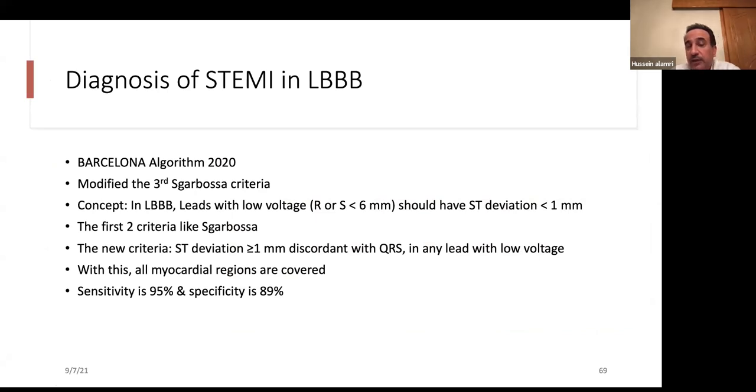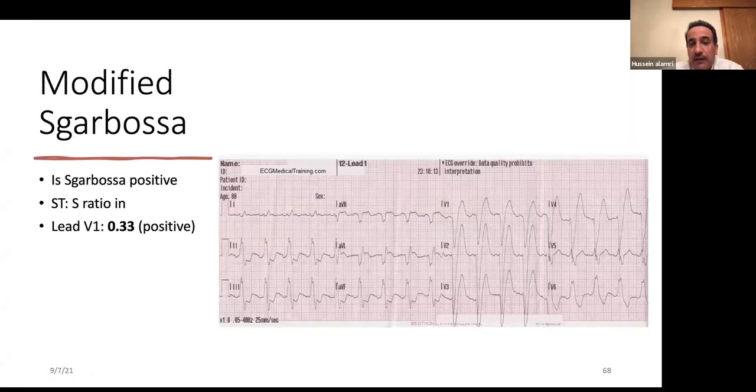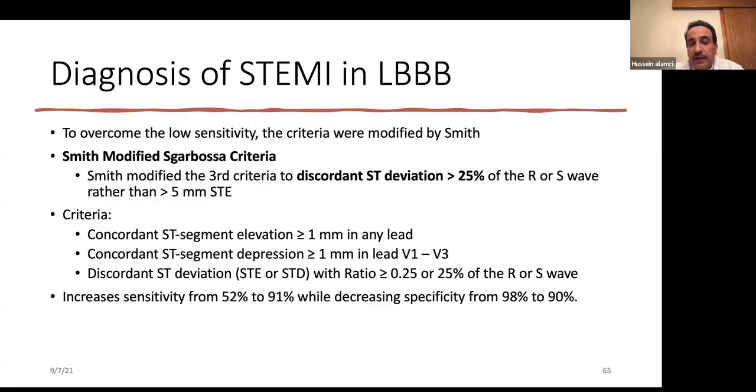A new algorithm now, again, to increase the sensitivity and to make value of a new criteria, it's called Barcelona algorithm. Again, they modified the third criteria, and instead of 5 millimeters or instead of the ratio, they looked at the leads with low voltage. Any lead with voltage less than 6, there has to be no ST deviation, either elevation or depression more than 1 millimeter. If there's ST deviation in these leads more than 1 millimeter, it indicates ST elevation MI. And this increased the sensitivity up to 95%. So if it's negative, you can rule out acute MI in 95%, while in modified Scarbosa, if it's negative, you rule out MI in 90%.